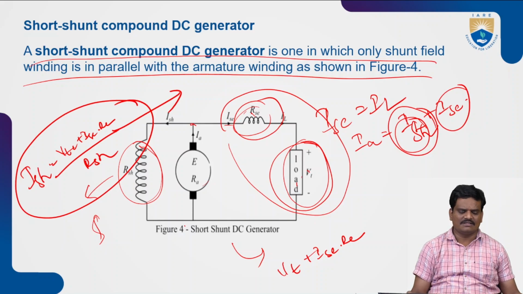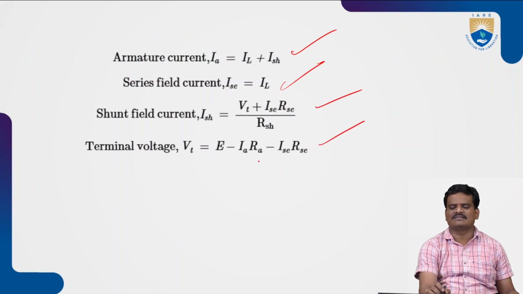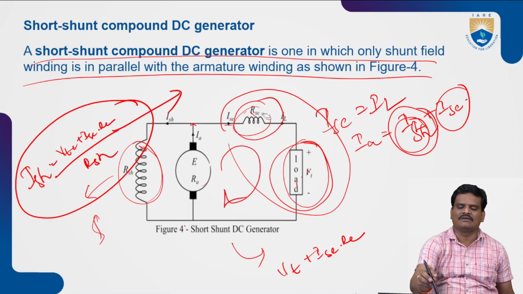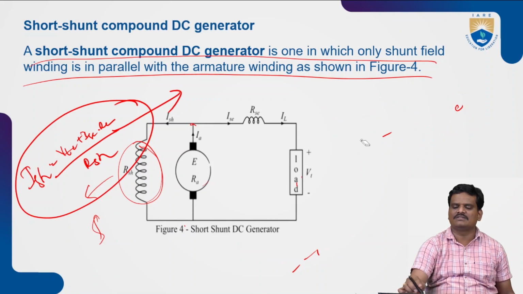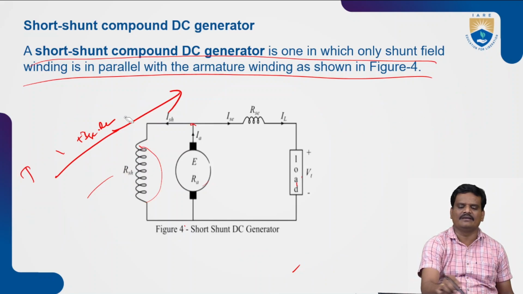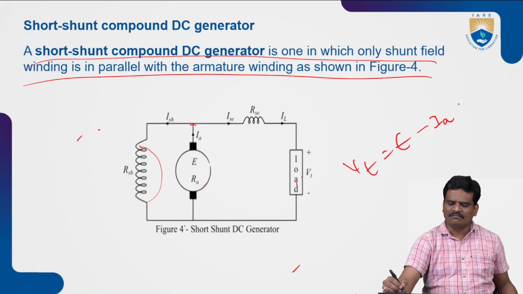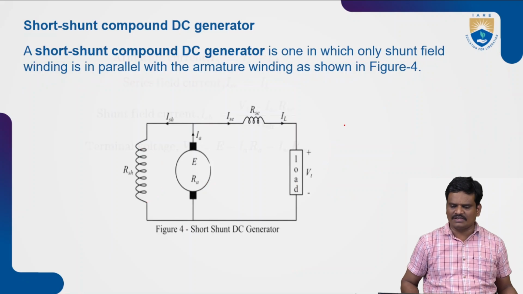Coming to the next expression, what is the value of terminal voltage? How to calculate the value of a terminal voltage here? So the expression for terminal voltage is given as E minus IA into RA minus ISC into RSC. So this is the equation which is obtained by applying KVL in this particular loop. If you apply KVL, the sum of voltage drop across each and every element should be made equal to 0. So VT should be equal to E minus IA into RA minus ISC into RSC, which is the expression for terminal voltage of a short shunt compound generator.